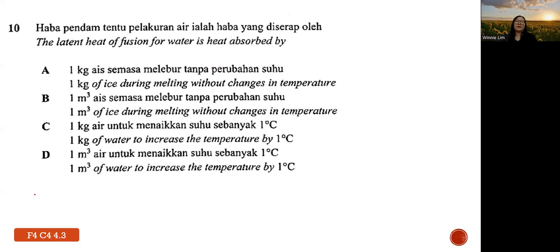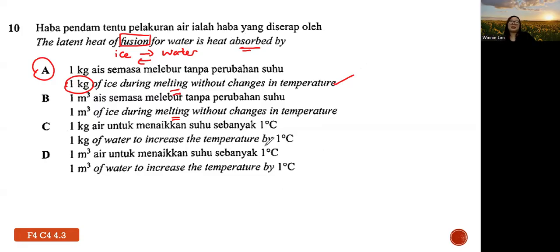Number 10. The latent heat of fusion of water is heat absorbed. For information, latent heat is the heat involved when there is a change in state. Fusion is from ice to water or vice versa. So the idea is absorbed, that means for melting, but it's for 1 kg of mass without change in temperature. So not 1 meter cube. So B, C, D are also not correct.